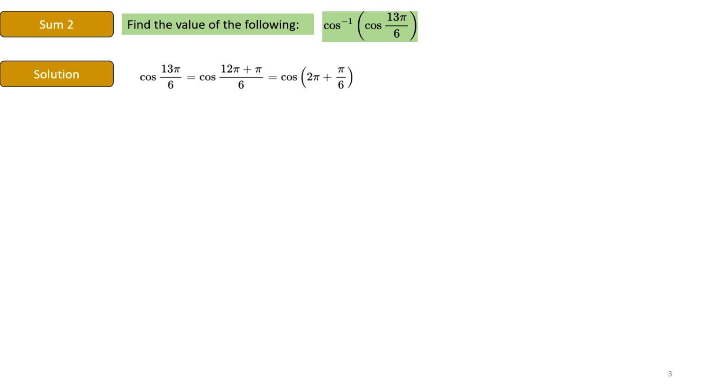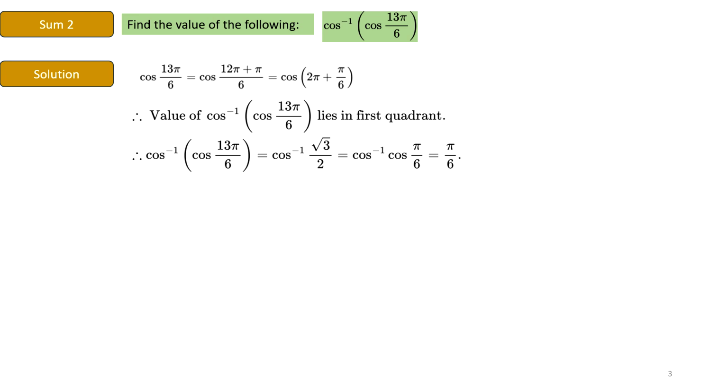Remember, the principal value branch of the cos inverse function falls within 0 and pi, that is, in the first and second quadrant. Therefore, the value of cos inverse of cos 13 pi by 6 will be pi by 6.